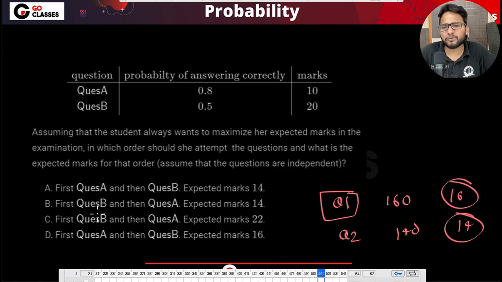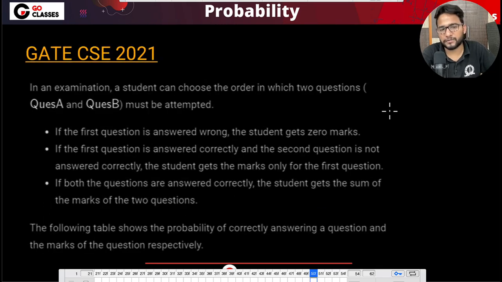Cool. That's the same question, exact same question. That's why I'm not just solving it again. The only difference is instead of 100 and 200, they have 10 and 20 in this particular question. Okay. So that is all about this particular question that has been asked in GATE 2021, which is exactly the same question that the MIT book has asked.